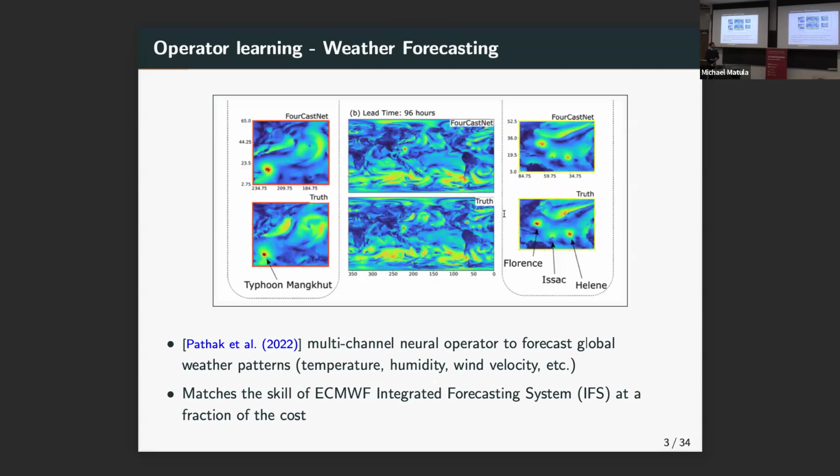Another area where these are often being applied now is in weather forecasting and climate emulation. This paper introduced a multi-channel operator model, which was used to forecast global weather patterns. What I mean by that is, given things like temperature fields, humidity fields, precipitation fields, wind velocity fields, and many other types of meteorological variables, the goal of this model was to forecast the state of these systems up to 5 days in advance in 6-hour increments. They were able to show that their model was, in many cases, able to meet or exceed the skill of state-of-the-art numerical weather forecasting systems over these time horizons.